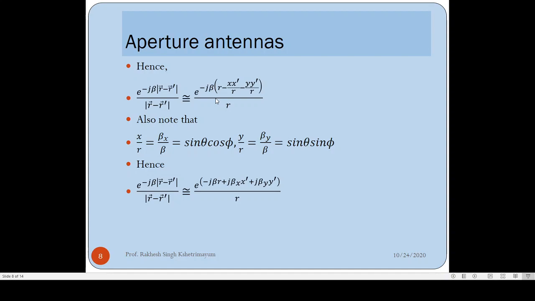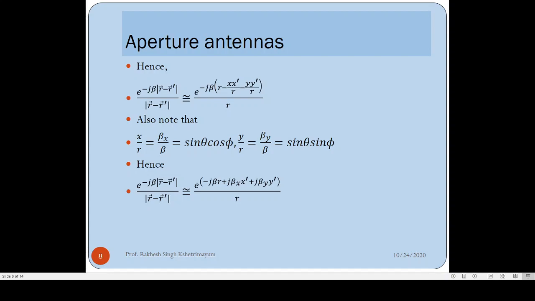You also know the relation between x and r. x is r sin theta cos phi, so x by r will be sin theta cos phi. Similarly, beta x by beta is also sin theta cos phi. Similarly, y by r, beta y by beta, is equal to sin theta sin phi.